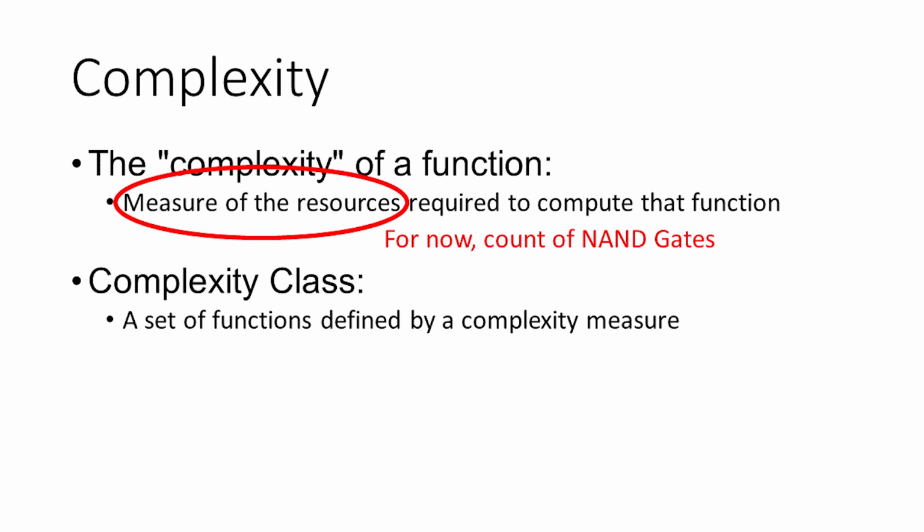So for now, as we look at our complexity measures, we're going to be considering our complexity as the count of gates, the number of gates that are going to be required. As we progress through the semester, this idea of complexity is going to come up more and more. And when we have different models of computing, we're going to be looking at different resources, so be prepared for that.